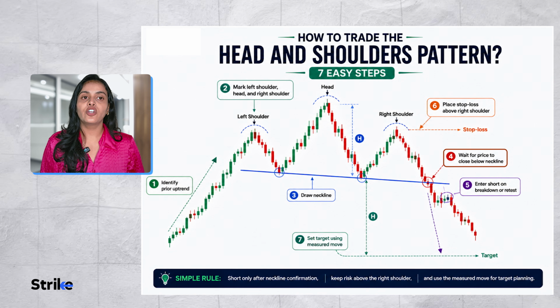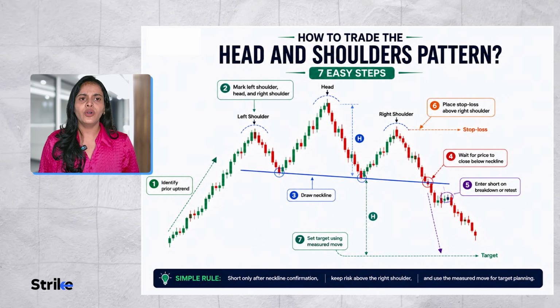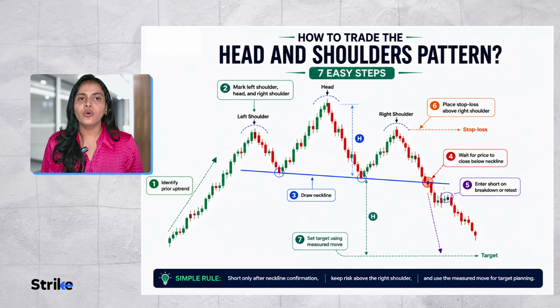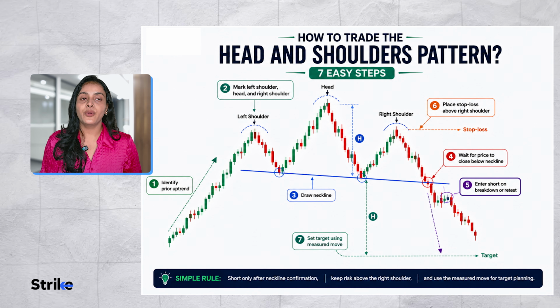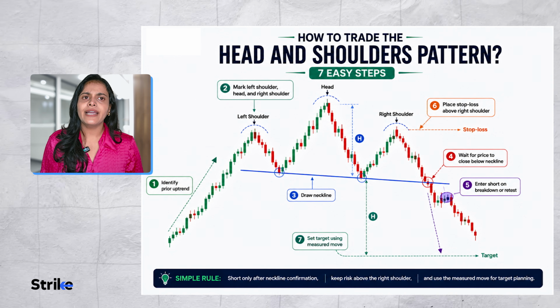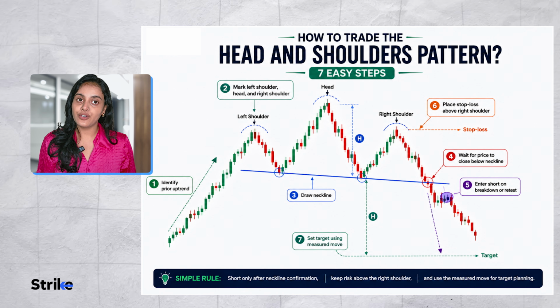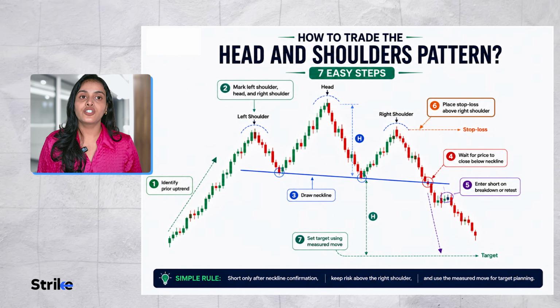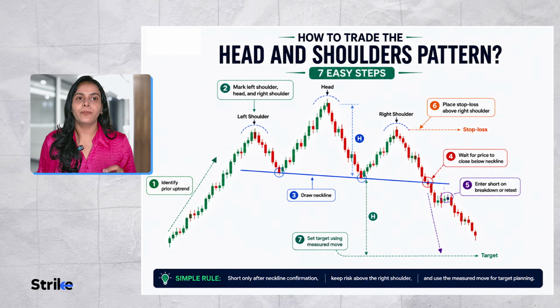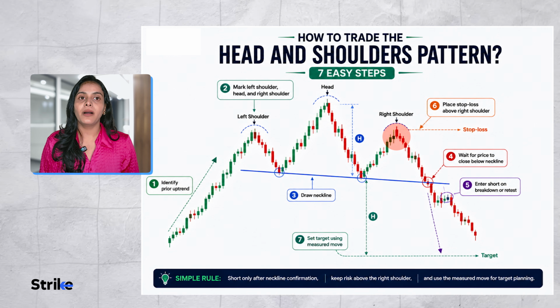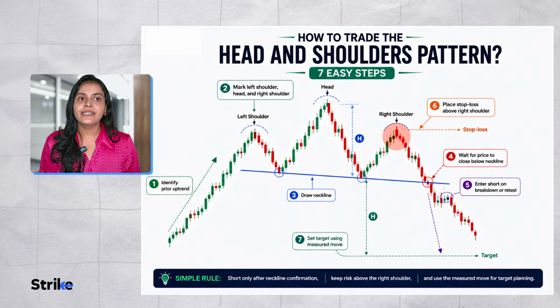Step four is going to be to wait for the breakdown. Don't predict. Wait for the price to close below the neckline. Step five is going to be the entry. You can enter aggressively on a downward move or wait for retest confirmation as well. Step six is going to be the stop loss, which is also one of the important parts. Place the stop loss above the right shoulder. That invalidates the bearish setup.